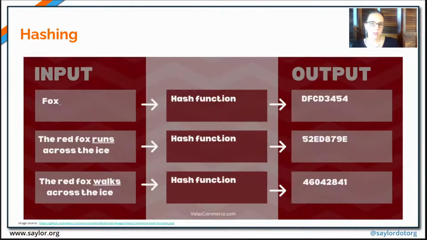Also, another feature of hashing functions that has a lot of utility is that the input can vary, right? So we can have a very short, simple input, just the word Fox, or we can have this whole sentence, or in theory, the entirety of the works of Shakespeare, right? And we could run it through the same hashing function and get an output that is the same length as just putting one word like Fox through that function, right? So that's what we're demonstrating here. This input, the red fox runs across the ice, should produce the same length output as just the word Fox.